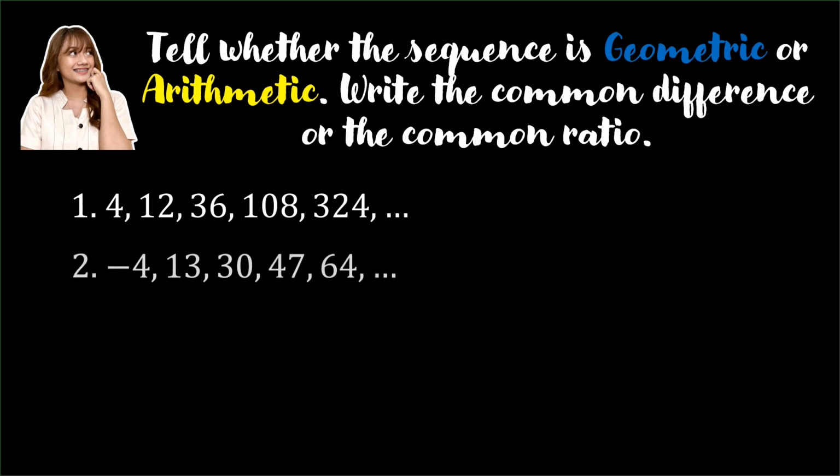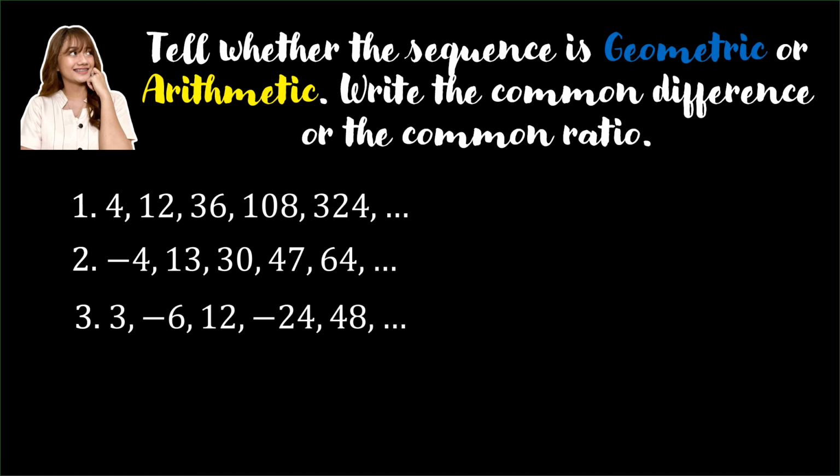Now let's have number 2. We have negative 4, 13, 30, 47, 64, and so on. Now, is it geometric or arithmetic? If it's geometric, then write the common ratio. If it's arithmetic, then write the common difference. We have number 3: 3, negative 6, 12, negative 24, 48, and so on. Now, is it geometric or arithmetic? If it's geometric, then write the common ratio. If it's arithmetic, then write the common difference.